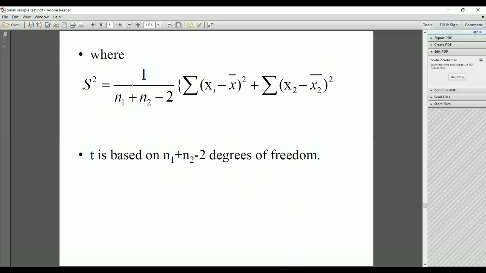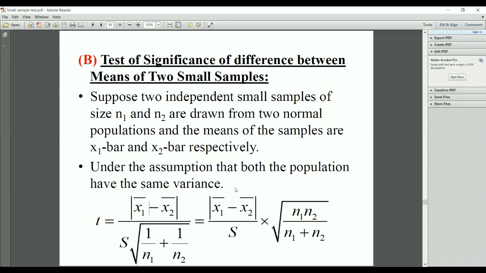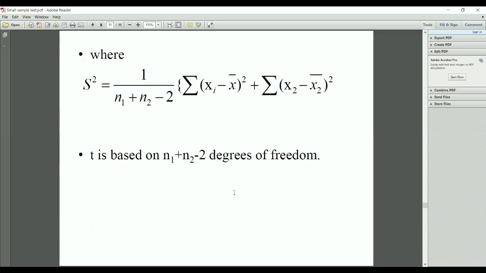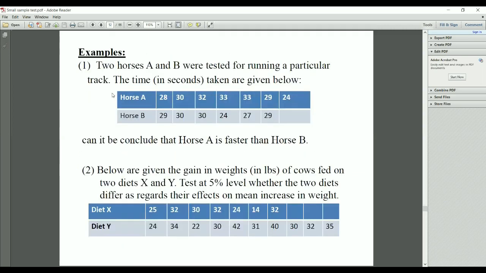See, this is the formula, and T is based on n1 plus n2 minus 2 degrees of freedom. Okay. I will share these slides. You can solve all the examples on the basis of that formula.